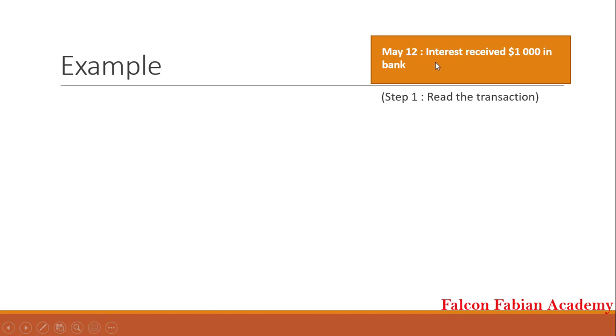Now the two accounts involved here are interest received, and how or where are you receiving this interest? It is coming in the business bank account. So the two accounts involved over here are interest received and bank. Now this is the business bank account and not the owner's personal account.